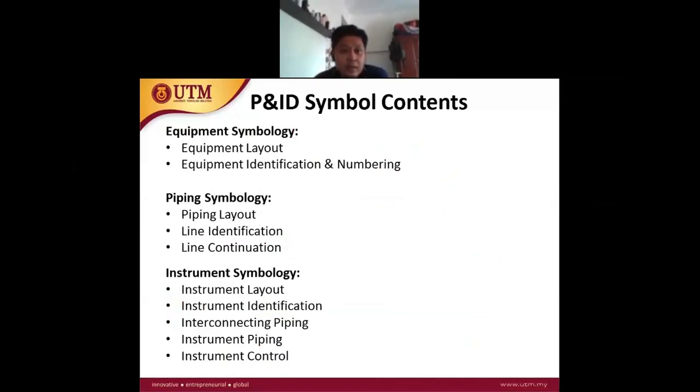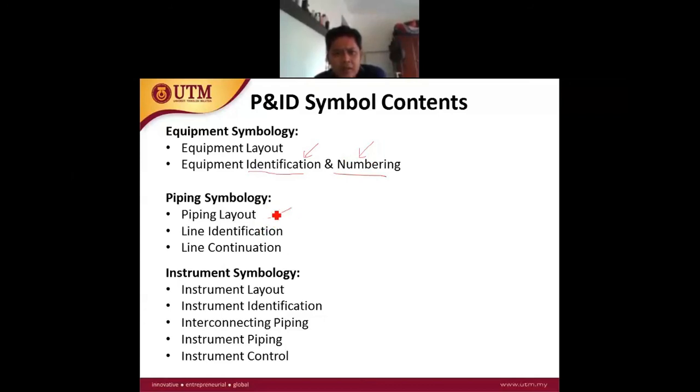So the P&ID shows the equipment symbol, piping symbol, and instrument symbol. The equipment symbol will show you the equipment layout, the location, and also the identification and the numbering. There will be a lot of equipment with different functions like pressure control, temperature control, pH control. So we need to identify them, and even in pressure control there will be many controllers, so we need different numbering.